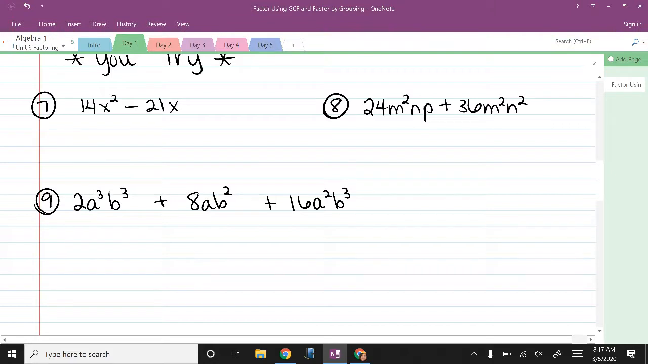Let me know if you get stuck. The GCF is the most important part.